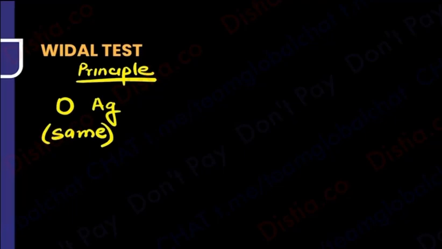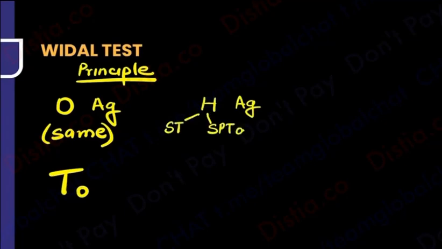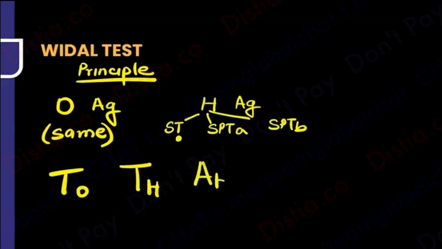Whereas, if I just write TO, that will mean this is for typhi, paratyphi, all of them. But when I'm talking about the flagellar antigen, that is different for Salmonella typhi, Salmonella paratyphi A, Salmonella paratyphi B. So how do I write it? If I write TH, this means it's for the flagellar antigen of typhi. If I write AH, this means the flagellar antigen of paratyphi A. If I write BH, the flagellar antigen of paratyphi B.